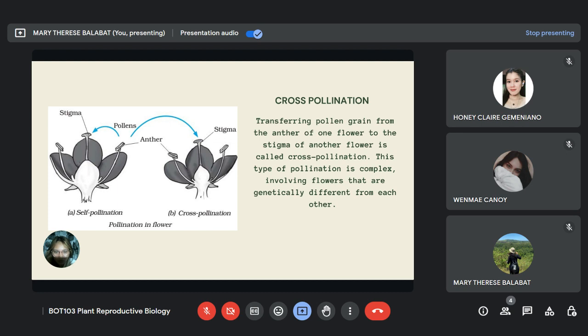Cross-pollination is the transfer of pollen grain from the anther of one flower to the stigma of another flower. This type of pollination is complex, involving flowers that are genetically different from each other. So shown in letter B is the cross-pollination.